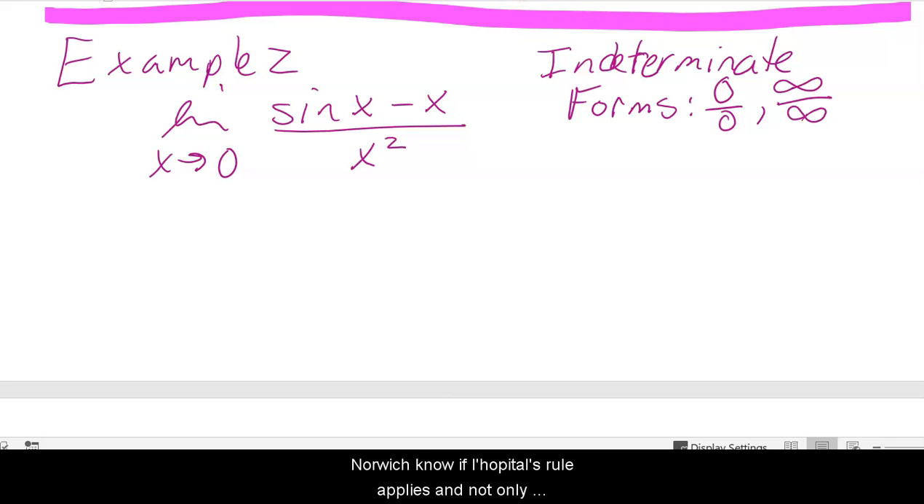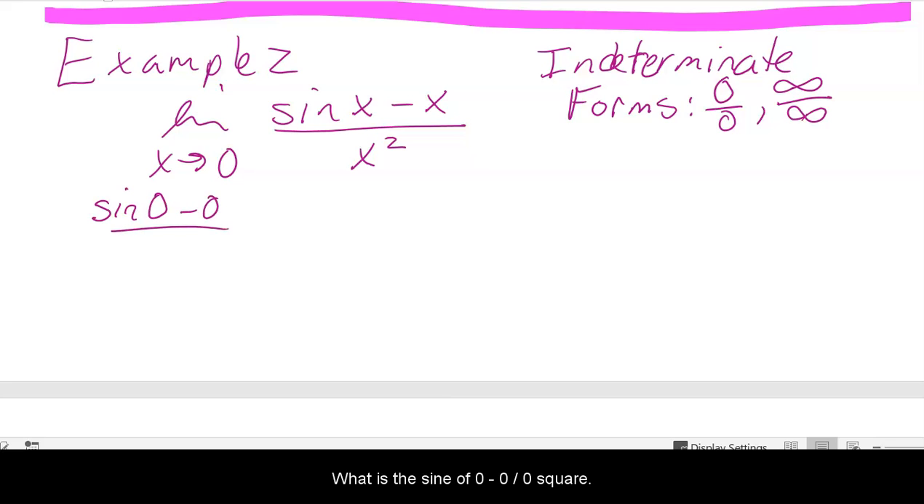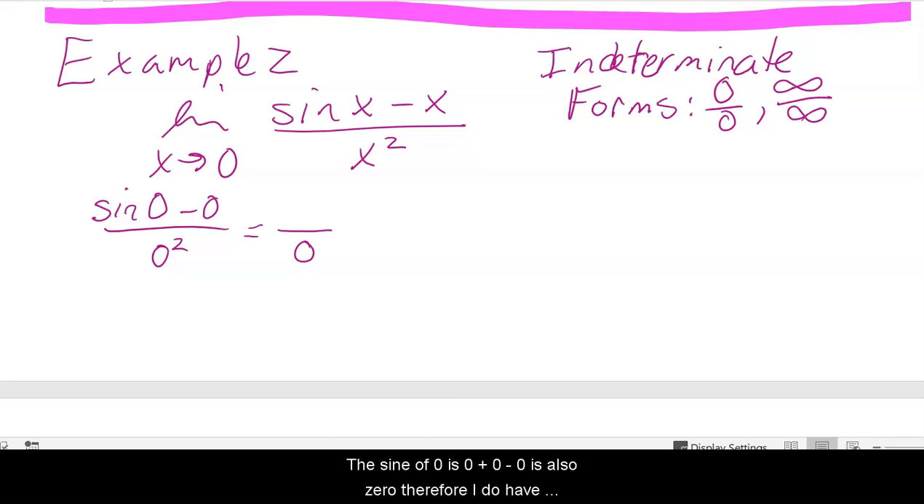In order to know if L'Hopital's rule applies, I not only need to check differentiability near 0, since that is what the limit value is approaching, but I also need to make sure I have one of these two forms when I plug 0 in place of the variable x. So first we plug in, what is the sine of 0 minus 0 divided by 0 squared? Clearly, the denominator is 0. The sine of 0 is 0, and 0 minus 0 is also 0. Therefore, I do have one of the two basic indeterminate forms.